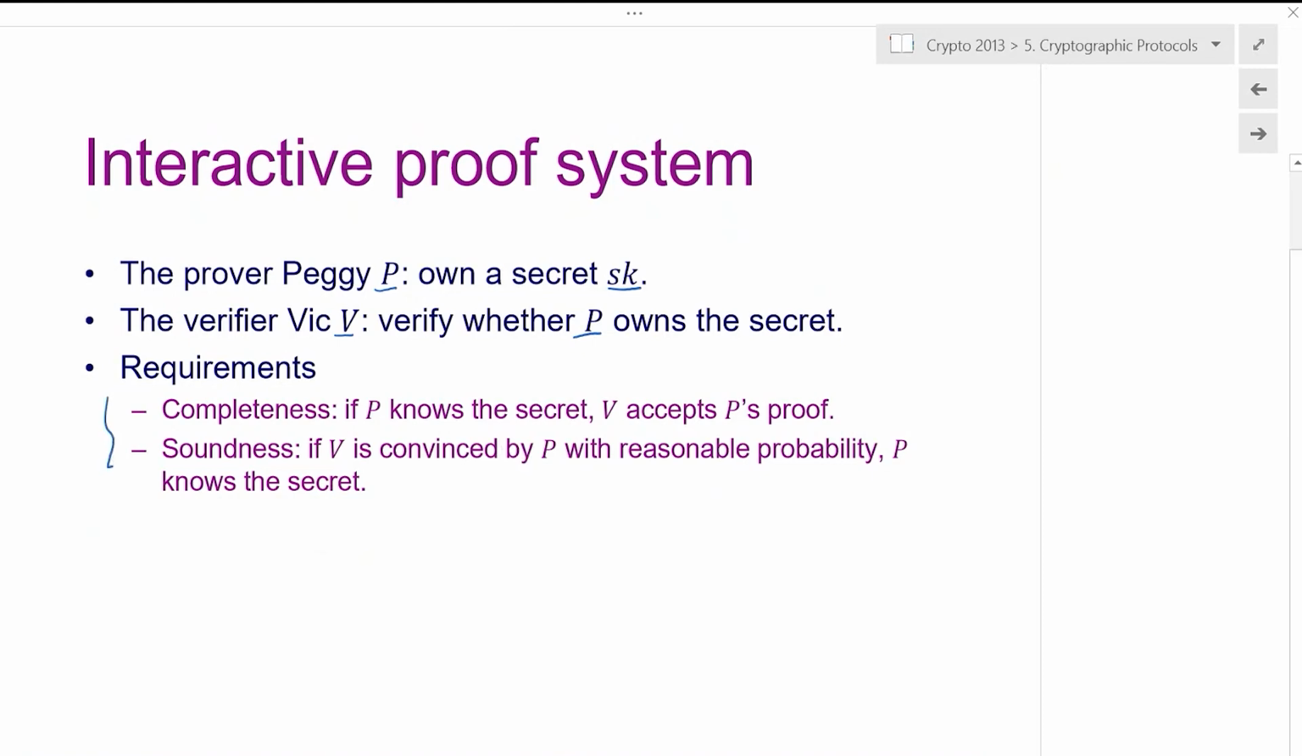But these are the two properties that we want this interactive proof system to have. If P knows the secret key, then V, or Vic, should accept P's proof. And the other property that we want the schemes to achieve is: if V is convinced by P with a reasonable probability, then P should know the secret, right? So you would see in some schemes that you don't have to send the secret key directly to prove yourself. You can do some computation with that secret key, and then again you can prove that it is indeed me.